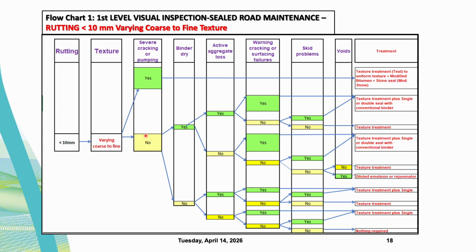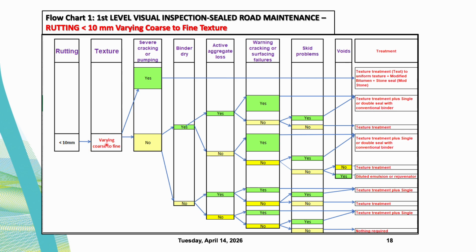Yes or no? If you have severe cracking, you can skip the binder, the active aggregate loss, the cracking warning signs, the skid problems and the voids, and you can do one of the surface treatments that we showed before, a single seal or a double seal or a triple seal or a slurry. So if there's severe cracking or pumping, go right through and do a texture treatment on that pavement, because the rutting is not so high.